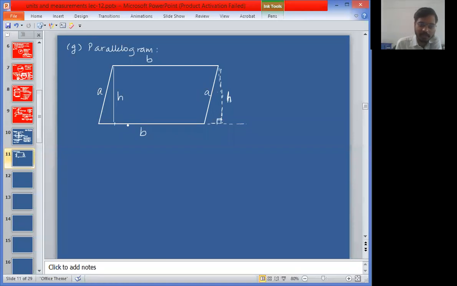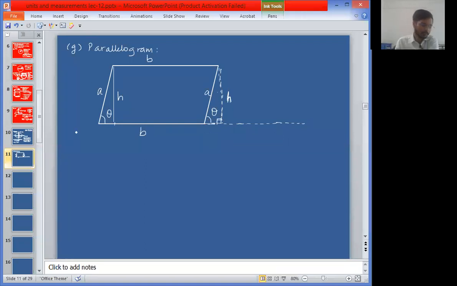Angle between adjacent sides, side A and side B, is taken as theta. If this angle is theta, this angle is also theta. Because the angle between A and B: this is the direction of side B, this is side B. You can extend side B like this. And this is side A, this is the direction of side A. What is the angle between side A and side B here? It is theta. Here also it will be equal to theta.